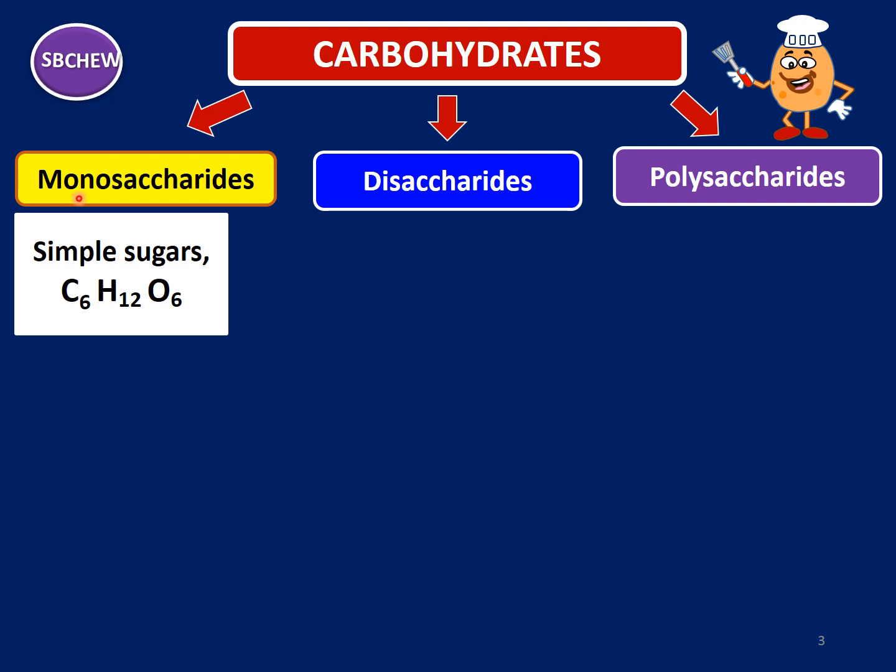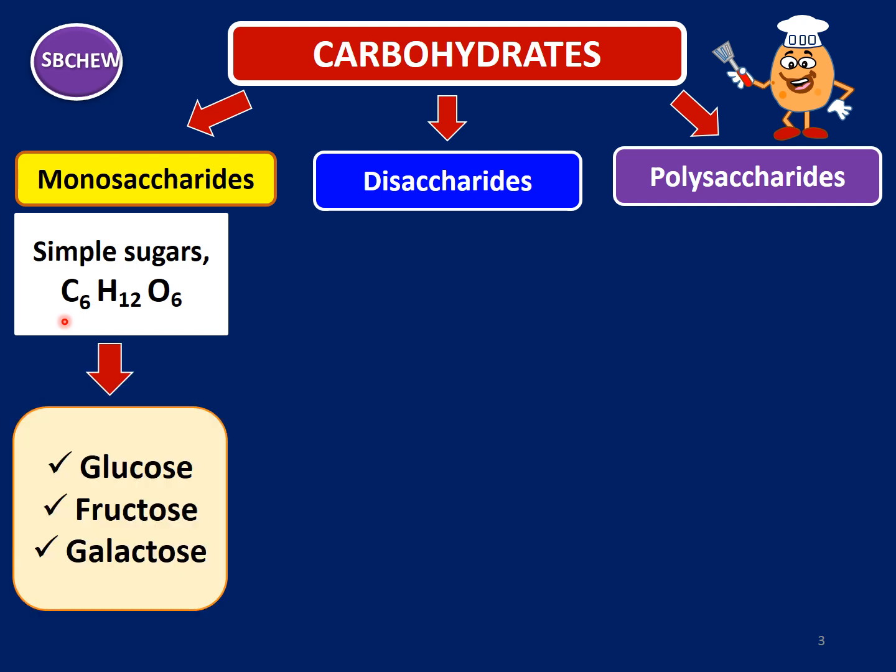The chemical formula for all monosaccharides is C6H12O6. Examples of monosaccharides are glucose, fructose, and galactose. So in this video, we'll be studying monosaccharides, and disaccharides and polysaccharides will be studied in part 2, the next video. Let's look at disaccharides.